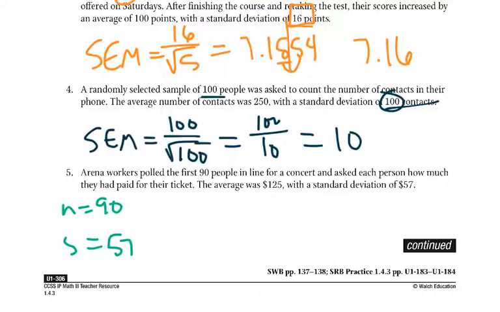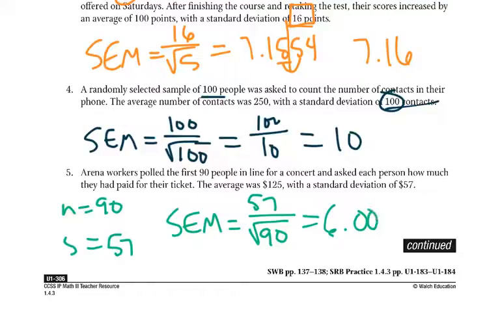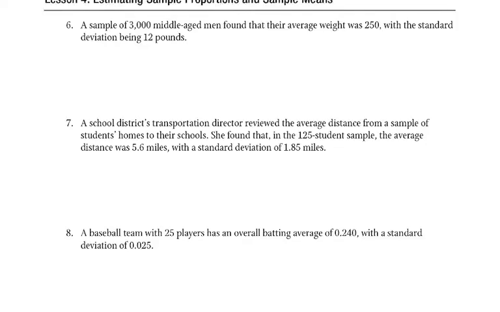Okay, so we would go for our standard error of the mean. We would go 57 divided by the square root of 90. We type that into our calculator and we get 6.008, round to the nearest hundredth, so that would bump it up to 6.01. And that would be money, right? Okay, let's keep on going.